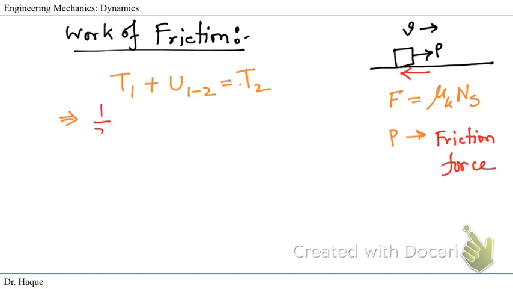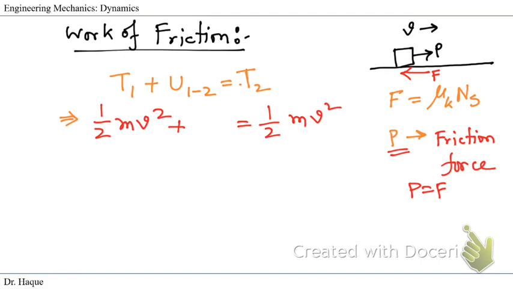So T1 will be half mv squared, and T2 will be half mv squared, since it's moving at a constant velocity and the force is balanced. So P is equal to the friction force F. So P equals F. So there's no acceleration, so the final velocity and initial velocity are the same. So we'll have half mv squared on both sides.